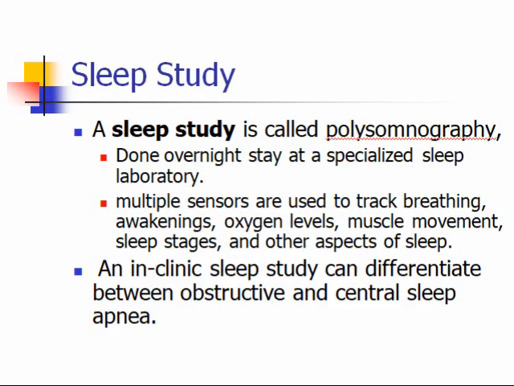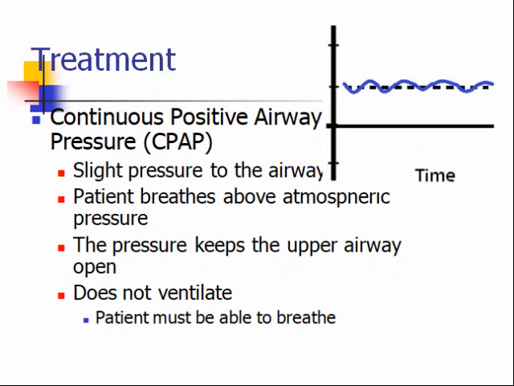In an in-clinic sleep study, they can tell the difference between obstructive and central sleep apnea. And this is a key to knowing how they will treat this sleep apnea. Since we're talking about obstructive sleep apnea, the best and primary way of treating it is with continuous positive airway pressure. And that's a slight pressure to the airway. The patient breathes above atmospheric pressure.